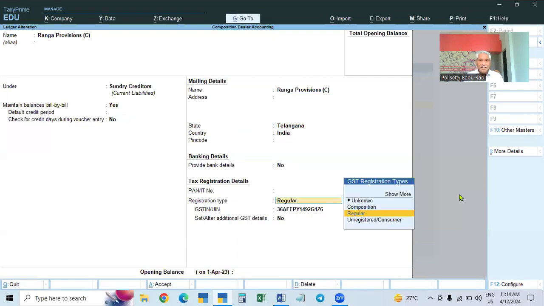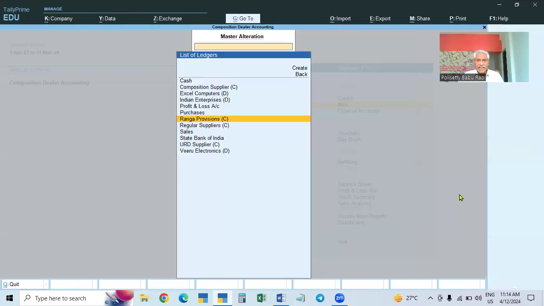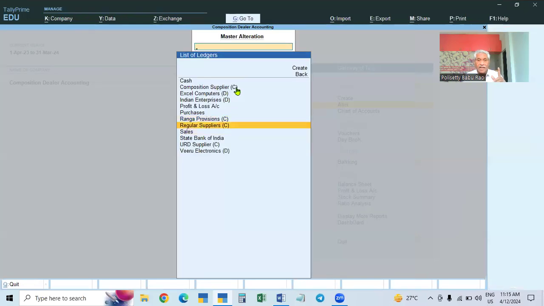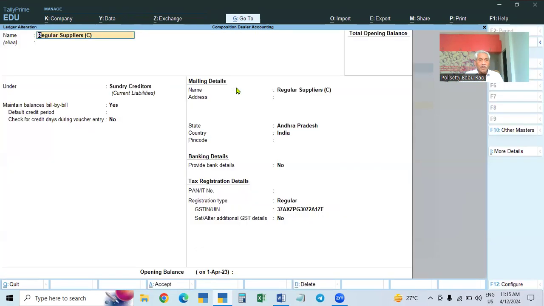And see, this person is a regular person. Within the state he may be a regular person, a composition person, or an unregistered person. I give regular. So the first one is the composition dealer, and this one is the regular dealer. Another one is only for non-taxable supplies. I created Ranga, regular. I give the name: regular supplier.